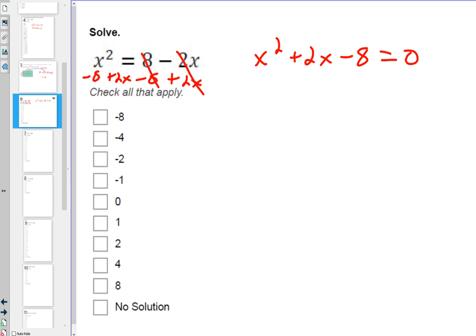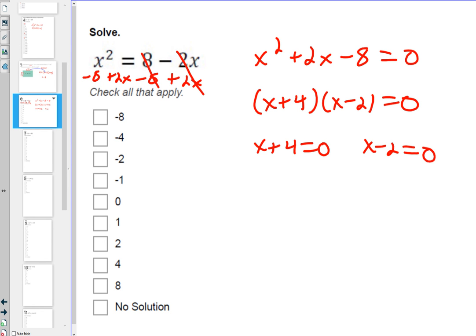Can we find two numbers that multiply to give us negative 8 and add up to positive 2? Positive 4, negative 2, that's plus 2. So that's x plus 4 times x minus 2 equals 0. Now zero product property: x plus 4 can be 0, x minus 2 can be 0. For the sign, we have to realize basically you change the sign. So x plus 4 gives us x equals negative 4, and x minus 2 gives x equals 2.